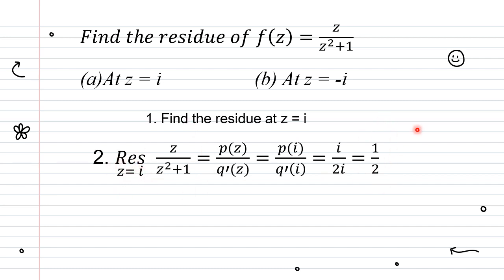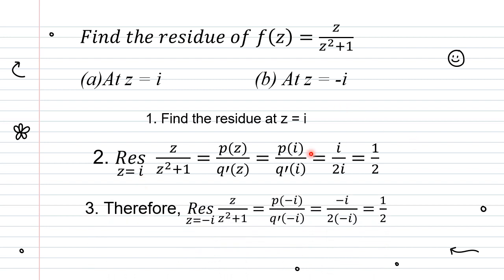So if we want to know what the residue of this function at z equals negative i is going to be, then if we consider the same theorem and just substitute z with negative i in this case, we're going to get negative i over 2 times negative i. By simplifying, we're going to get 1 over 2. Now we're going to prove that with the software WolframAlpha.